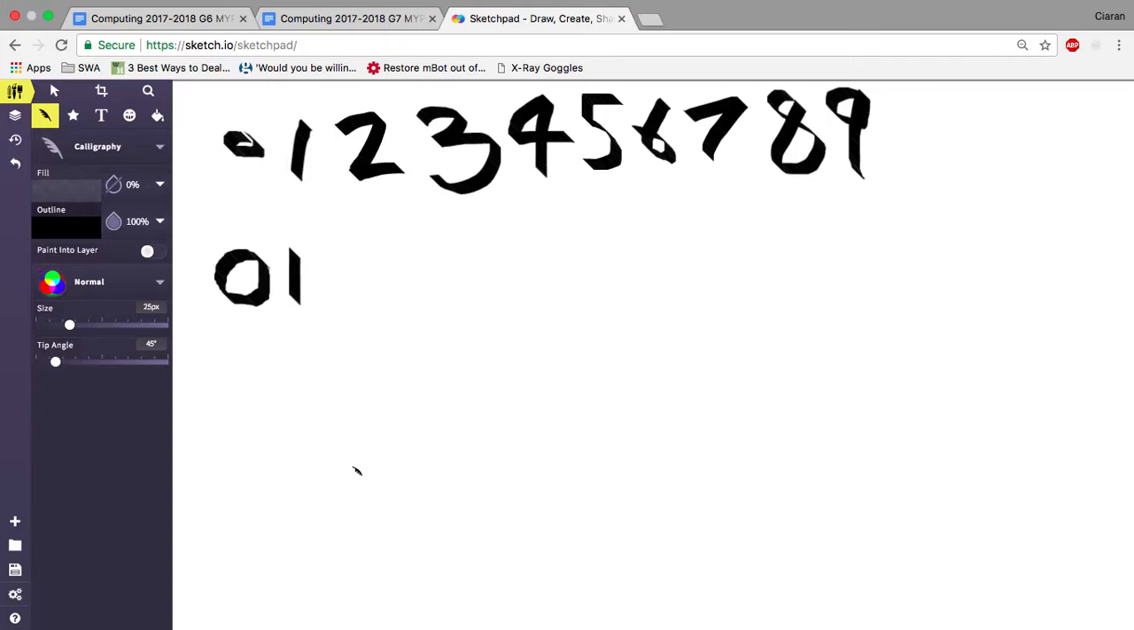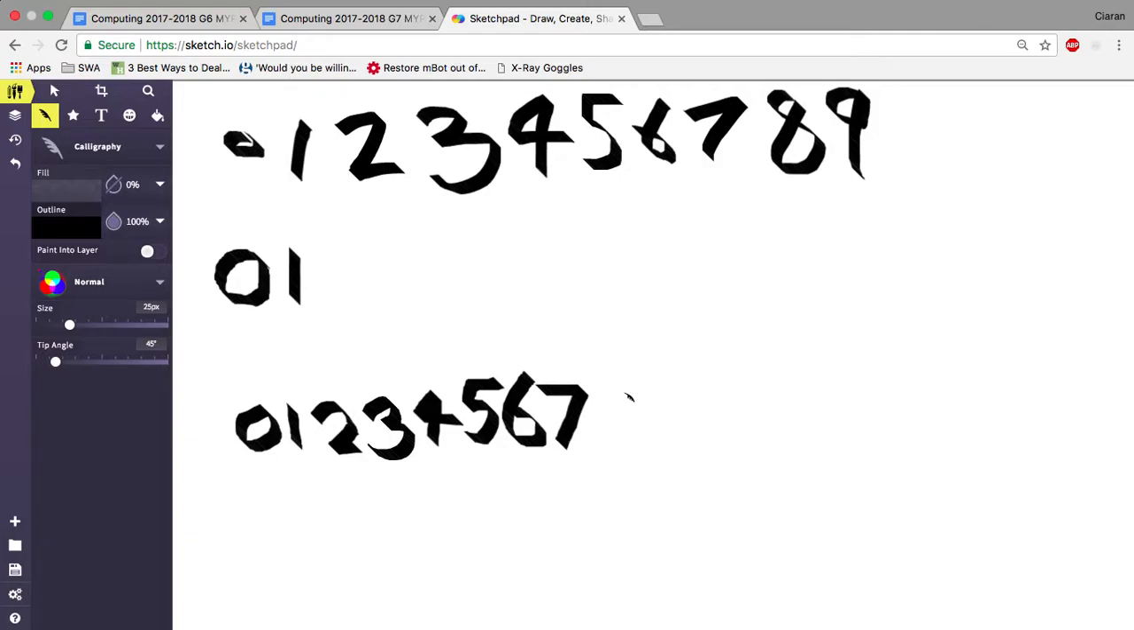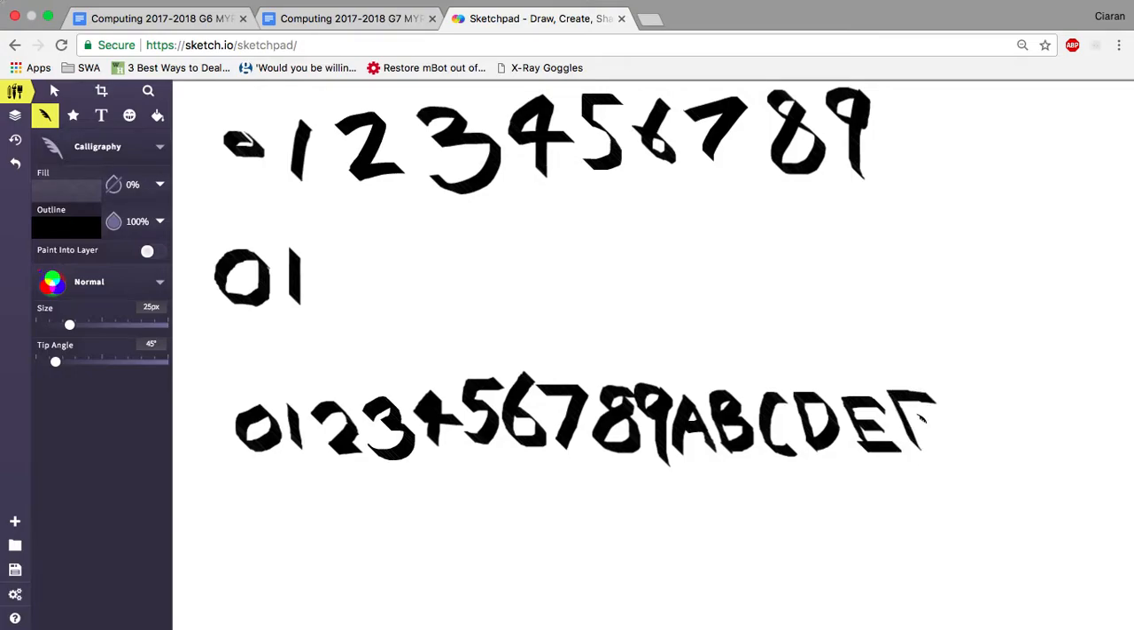We have these characters in hexadecimal: 0, 1, 2, 3, 4, 5, 6, 7, 8, 9. Just like with decimal, these are all the same characters, but then we use letters to represent the next numbers. So the number 10 is represented by an A, the number 11 is represented by B, 12 C, 13 D, 14 E, and 15 F. So we have 16 separate characters.